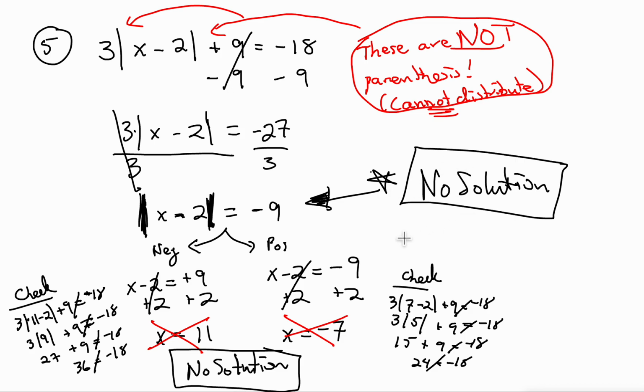Now remember, if we had to graph it, we need to show the graph of a no solution. So negative 2, negative 1, 0, 1, and I'll throw the 2 in up there. All right, and that is how you solve absolute value equations.